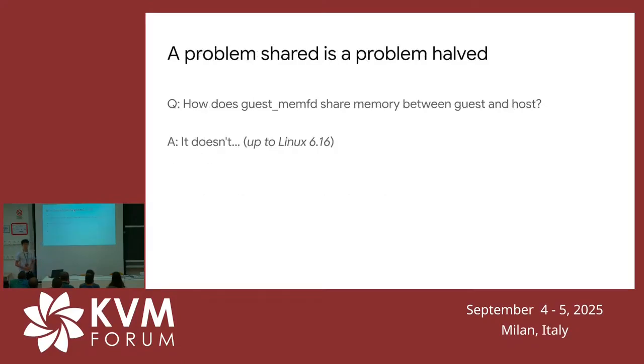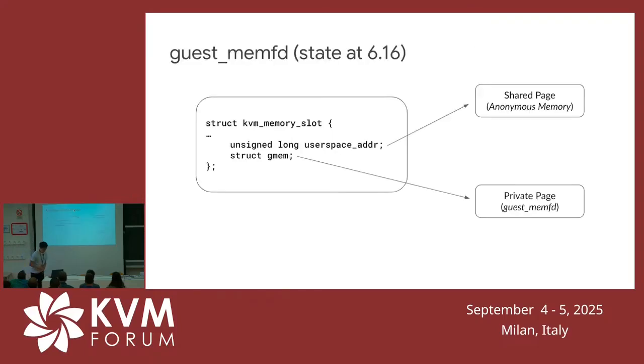There's a common saying that a problem shared is a problem halved. But in this case, at least up to Linux 6.16, guest memfd memory is not actually shared. Let me illustrate that. If this is a KVM memslot, these are the two fields that we are mostly interested in. As of 6.16, struct gmem is configured to point to a guest memfd, and this private page is from one place in physical memory. And then the user space address is configured to point to another place in shared memory. As an example, we can use anonymous memory for this, so it's a completely different memory from guest memfd.